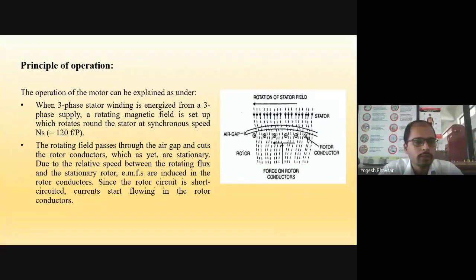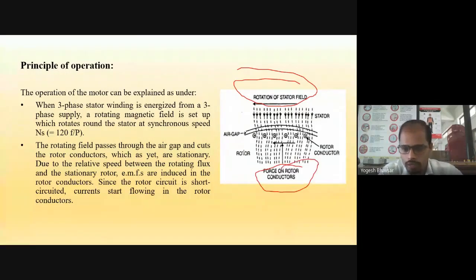Okay, so let us see point by point. If you see this diagram, this is the rotation of the stator field. So here this will be the stator part and this will be the rotor part. When a three-phase supply is given to the three-phase stator winding, it produces a magnetic field which is rotating in nature.